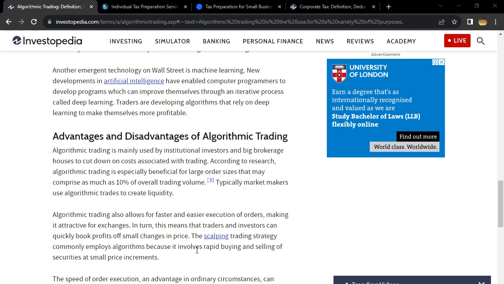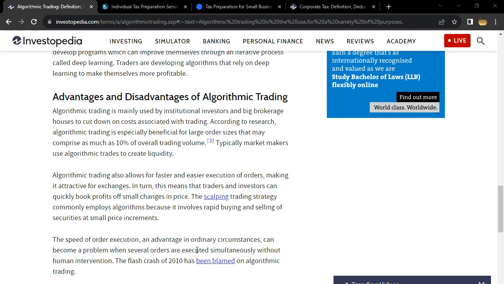This means that traders and investors can quickly book profits off small changes in price. The scalping trading strategy commonly employs algorithms because it involves rapidly buying and selling of securities at small price increments.